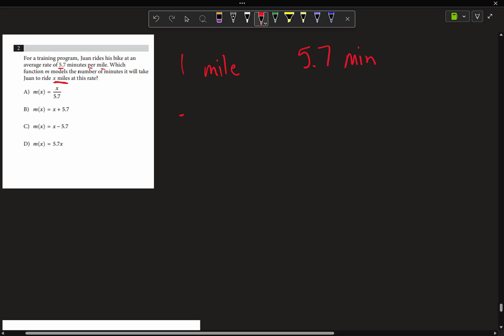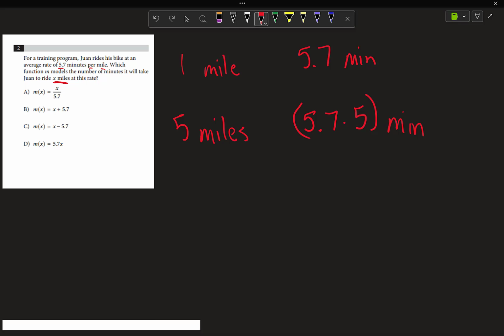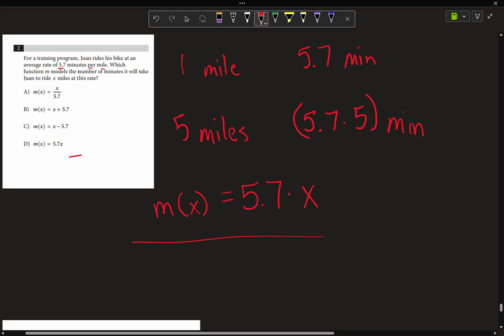Well, how long would it take him to ride 5 miles? Well, logically, if it took him 5.7 minutes to do 1 mile, it's going to take 5.7 times 5, whatever that is, minutes to ride 5 miles. So really all we're doing is we're taking 5.7 and we're multiplying it by however many miles Juan has ridden his bike. So that expression could be set up as 5.7 times X. Remember, X, this is important, represents the miles. MX represents the minutes.